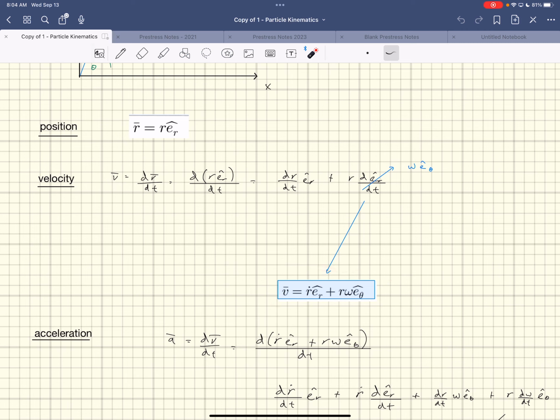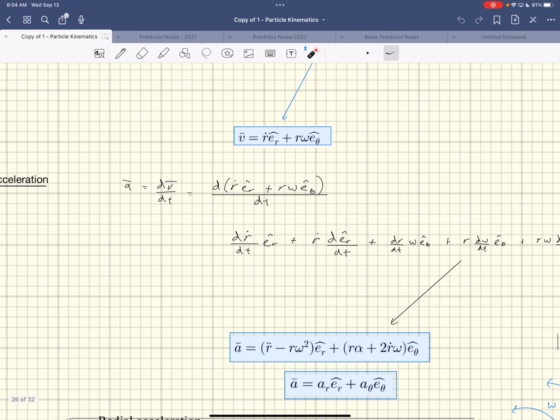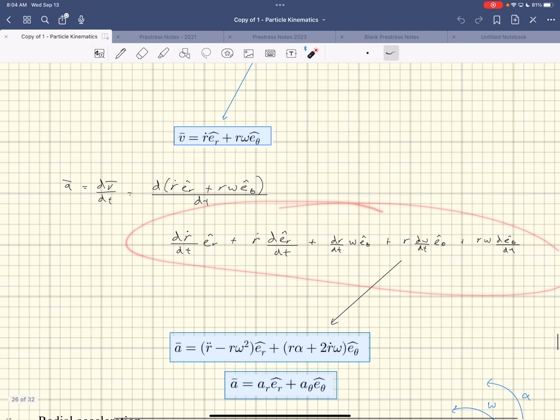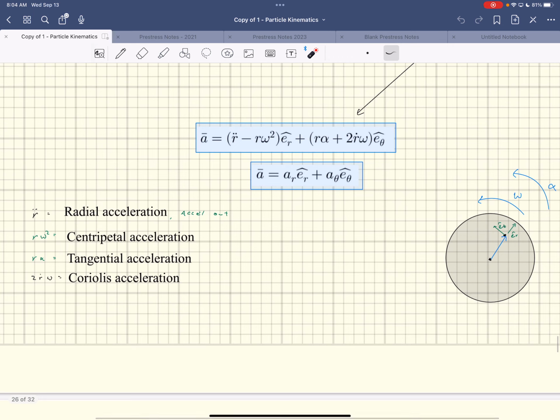So that's what our velocity is. Our velocity has 2 terms in it. It's got the r getting bigger, and it has an r omega term as well because the theta is changing. Then we take the derivative of our velocity, and it blows up on us. You get all sorts of terms because of the product rule. And then we converge upon this right here. Acceleration is this: r double dot minus r omega squared in the e_r direction, plus r alpha plus 2 r dot omega in the e_theta direction. So you have 2 components, the e_r and the e_theta, but then you have multiple terms inside of each one.